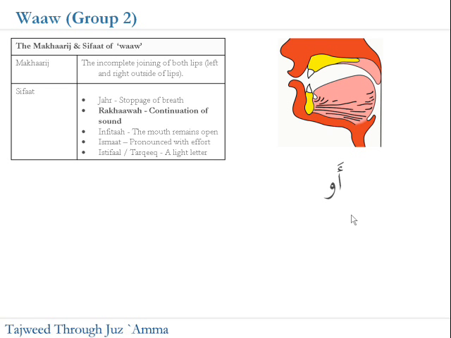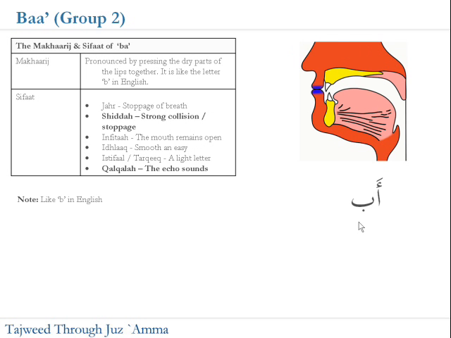Okay, one thing to be careful of, there are some Asian subcontinents where instead of saying wa, they say va, and that needs to be corrected. And essentially, when you say va, you're using the makhaarij of the fa instead of rounding the lips like the wa. Okay, and this is something your teacher will correct if you have that issue.